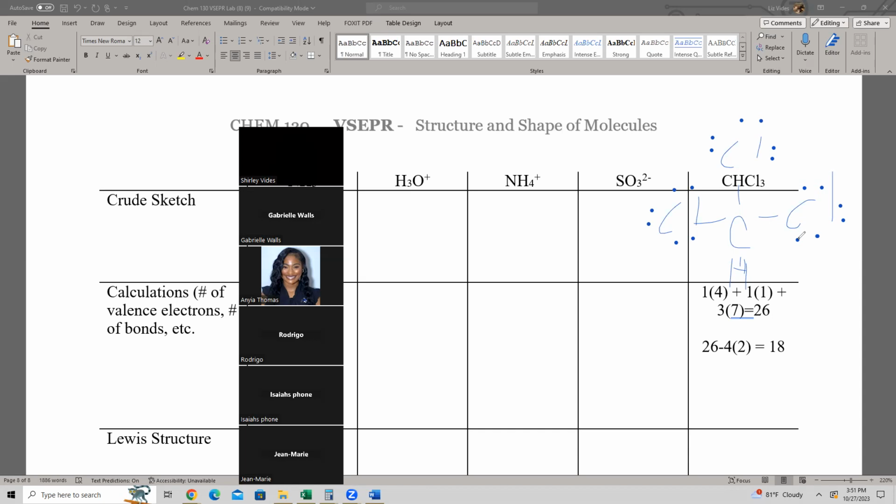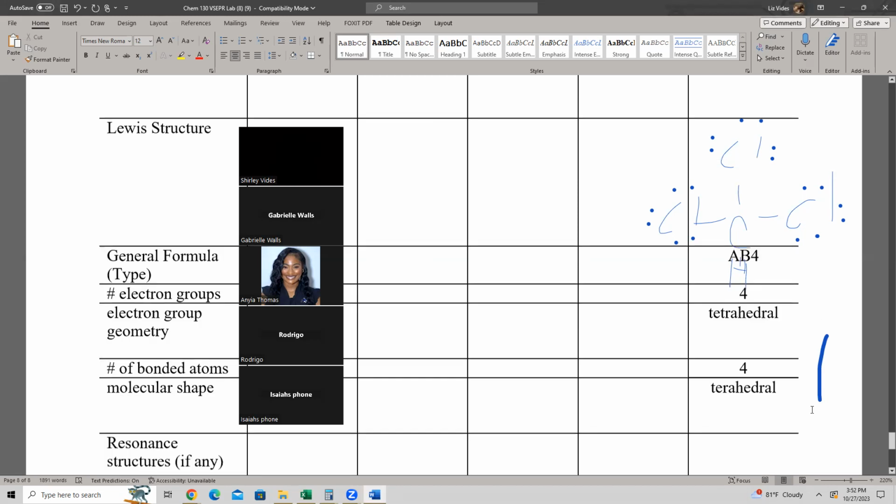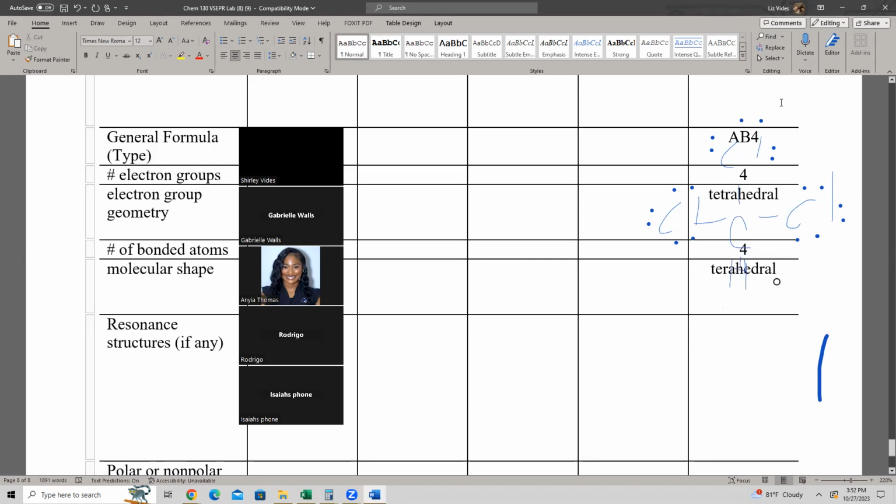See, when you do the Lewis structure, the general formula is going to be AB4. So there's no E. Electron groups is still 4. Electron geometry is tetrahedral. Number of bonded atoms still 4. Molecular shape is still tetrahedral. But there's something that's different, and that's what you have to remember. There's one other difference.